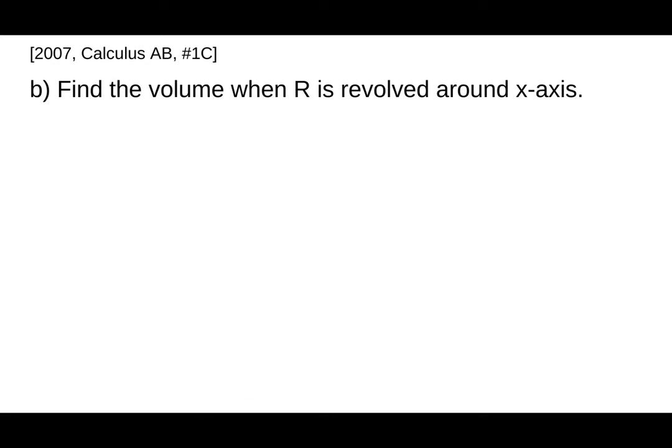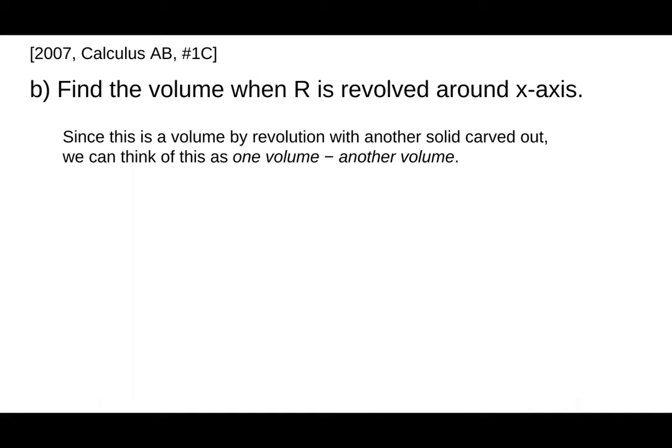In part B, we are asked to find the volume of the region R when it is revolved around the x-axis. Since this is a volume by revolution, with another solid carved out of it, the function y equals 2 doesn't go all the way down to the x-axis, so we're going to be carving something out of this. We can think of this as one volume minus another volume.